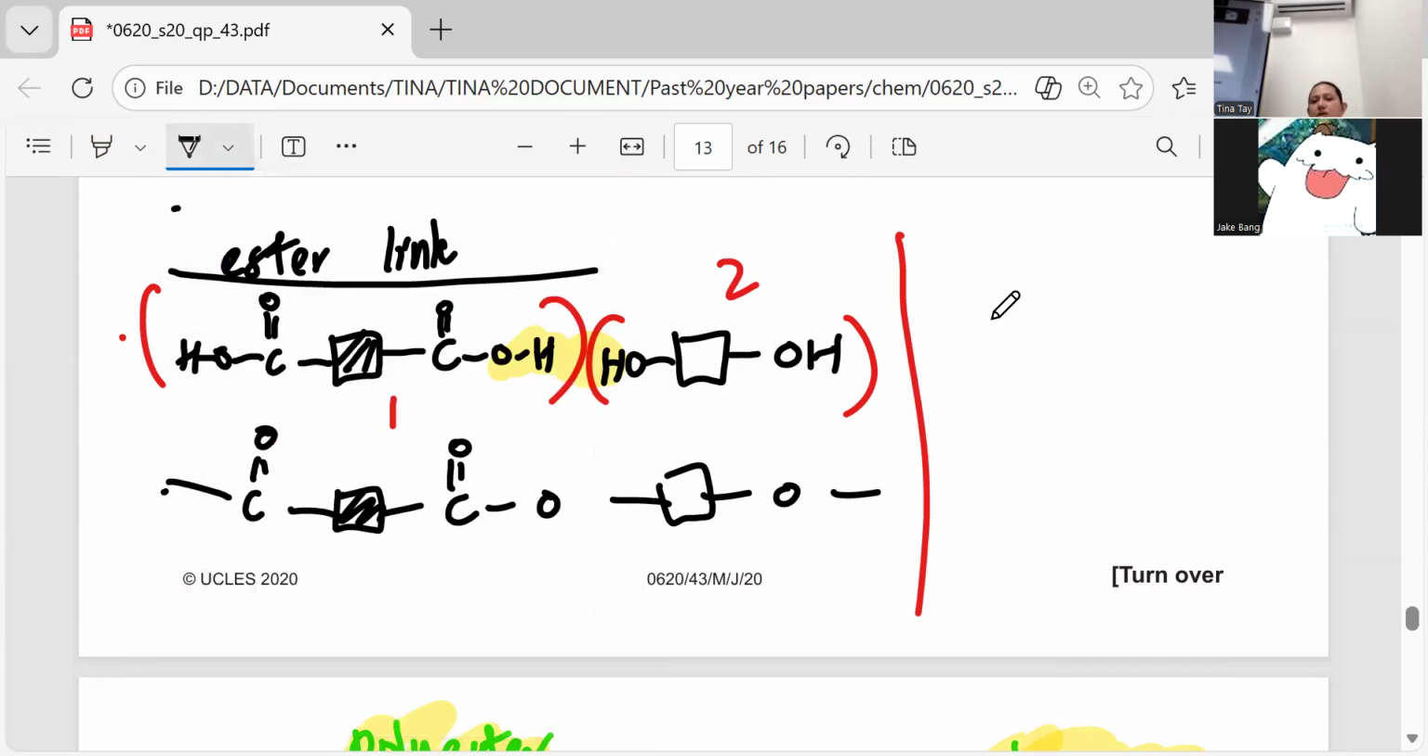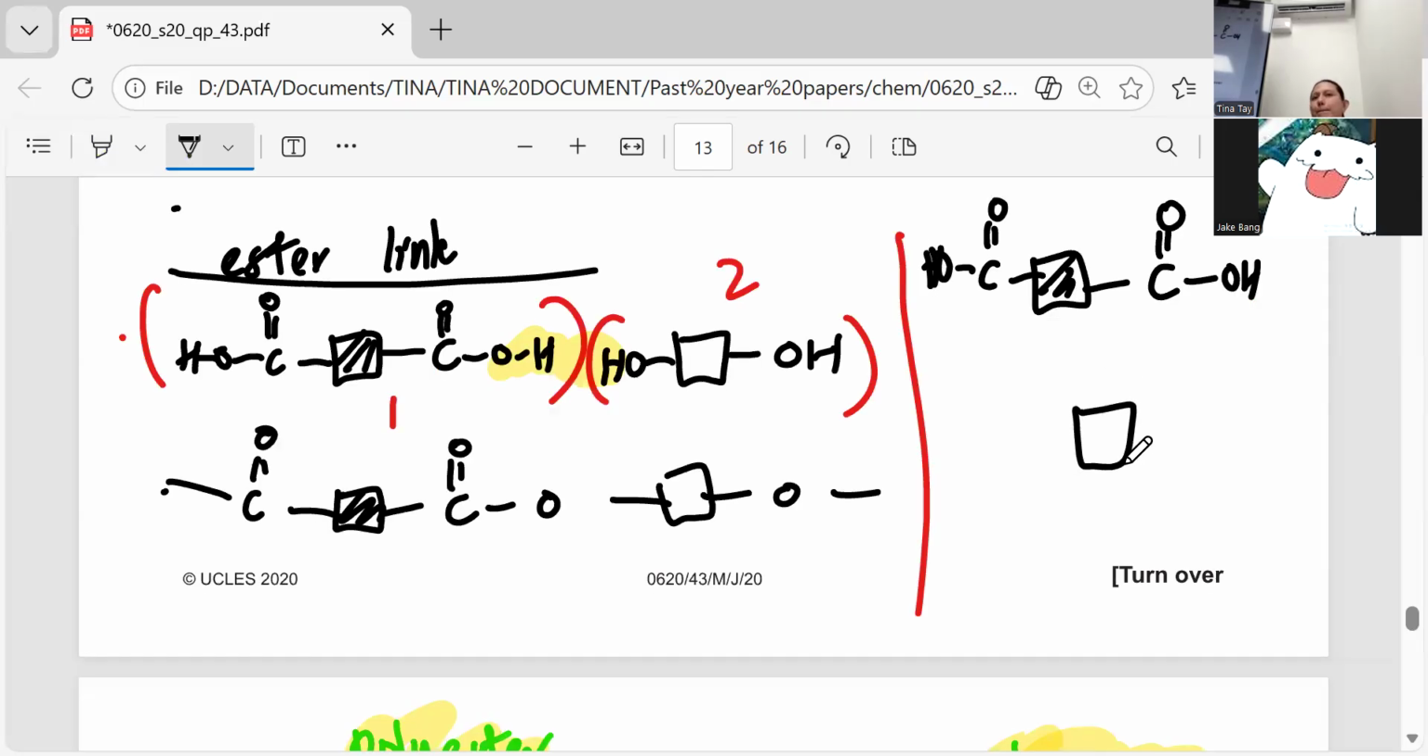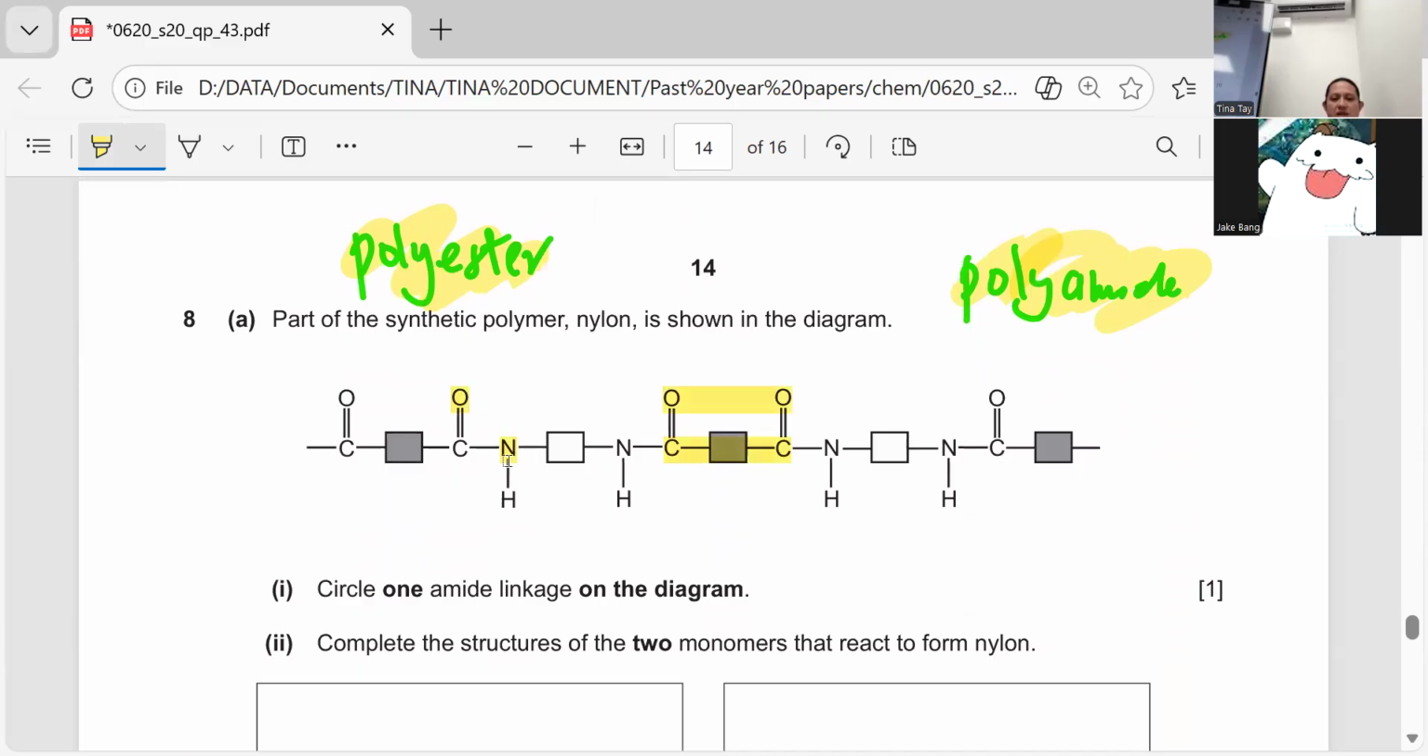Okay, we do polyamide first. The concept of the acid is the same, COOH, this part is the same. But the amide part is NH2. The two will join together by removing a molecule of water. Same concept. When you remove the molecule of water, it becomes this one. This is the amide link. See how it's repeating itself?